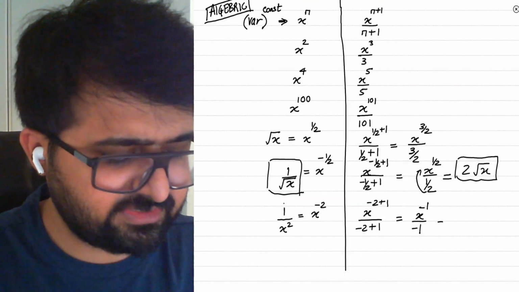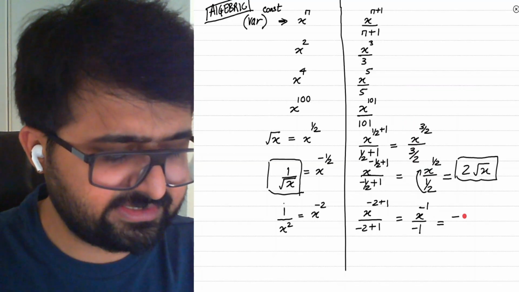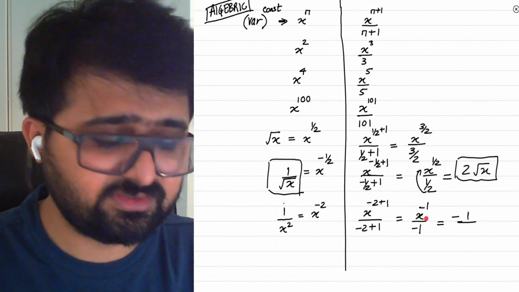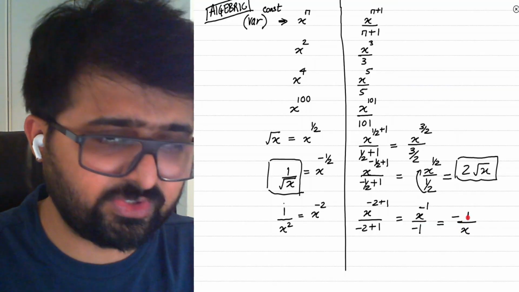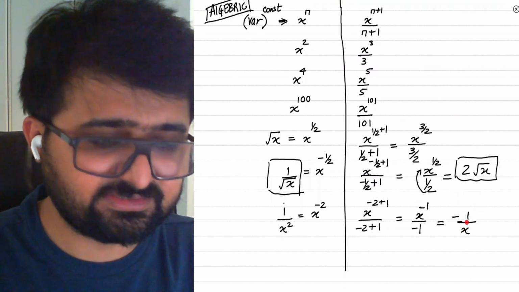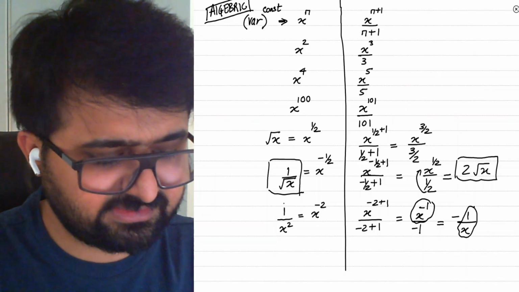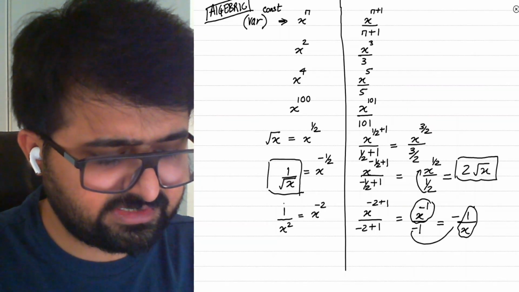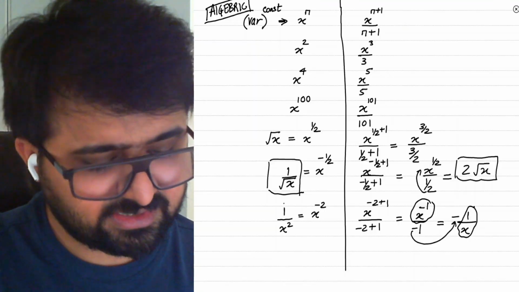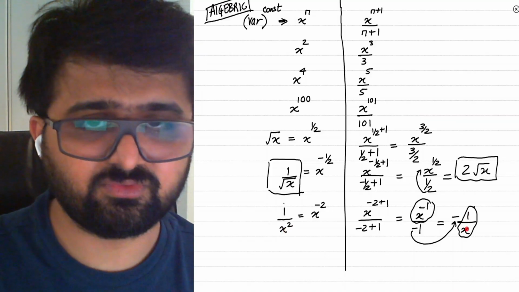Now this minus can be taken in the numerator, so minus 1 divided by x to the power minus 1, which is nothing but 1 over x. So we could write x to the power minus 1 as 1 over x, and this negative part we can just take out. I hope that makes sense. So the integration of 1 over x squared is minus 1 over x.